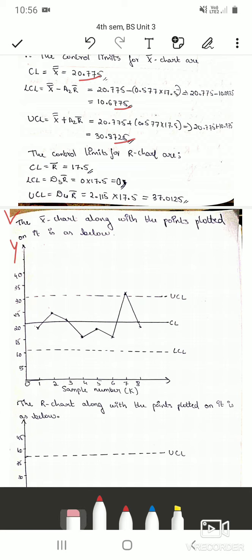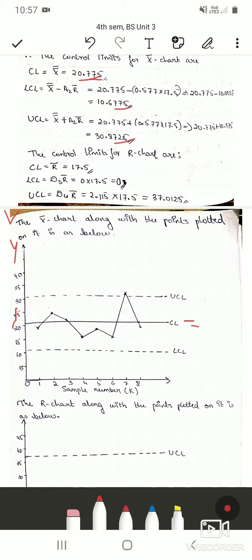Now let us plot the control limits first. What is the central line? It is 20.775, so it will lie somewhere between 20 and 25. If you're plotting on graph paper, you will get a very accurate value. I didn't have graph paper, so I have done it on a plain page. So mark a straight line to denote the central line. This line is at 20.775.